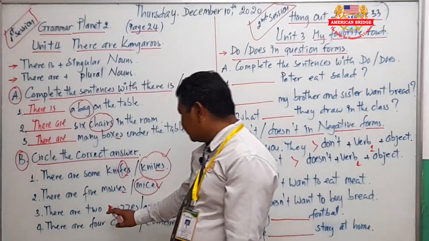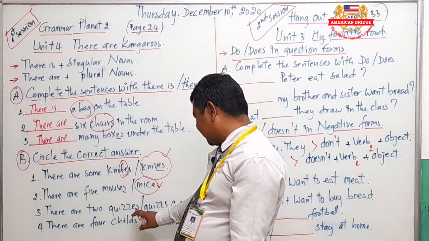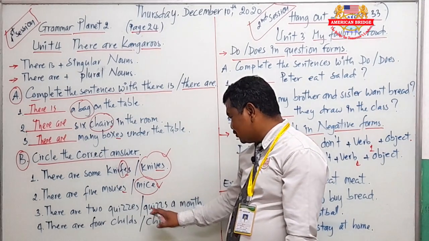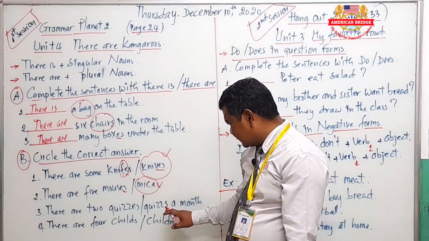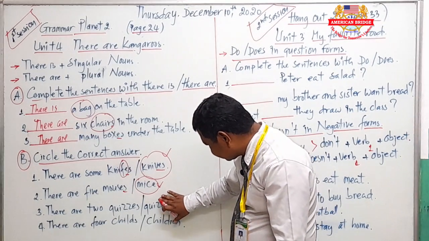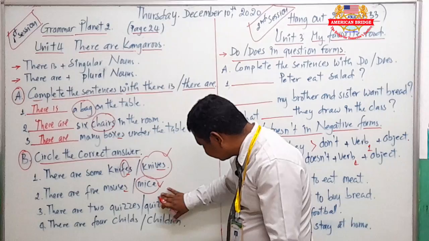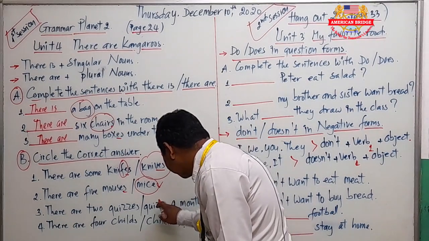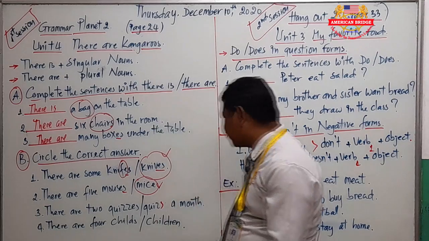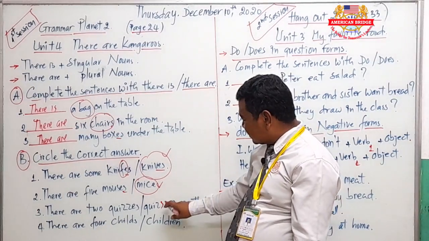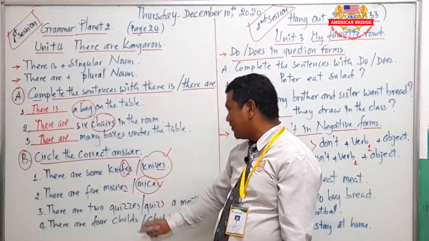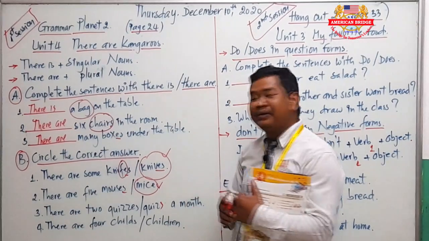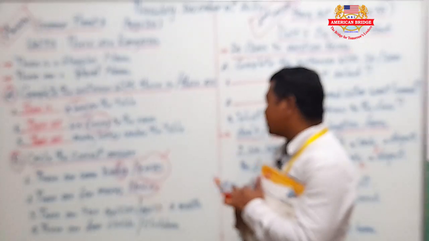There are 2 quiz, have es, right? And there are 2 quiz. This one is quiz. This one is double z. There are 2 quizzes, right? So we have to double the z, right? So this one is: there are 2 quizzes.